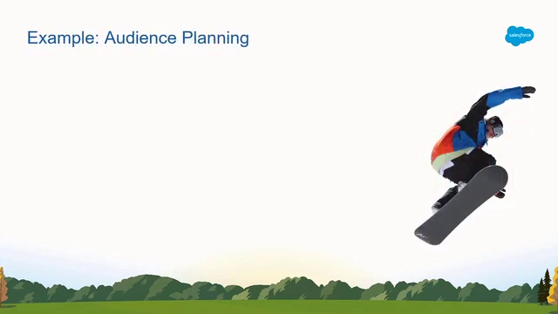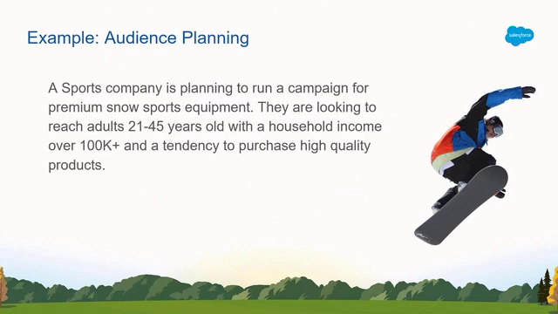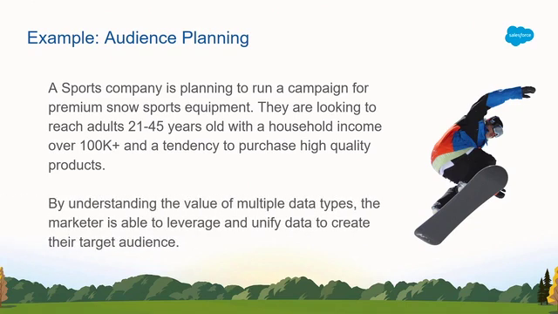For example, a sports company looking to run a campaign to promote their premium snow sports equipment started by looking into ways that they could reach adults between the ages of 21 and 45 years old who made over $100,000 a year and who had a past tendency to purchase high-quality products. While these demographic markers can be helpful, they also tell a very limited story about the current needs of a consumer. By understanding the overall value of using different data types, the marketer is able to better leverage and unify all of the data in order to create an optimal target audience.